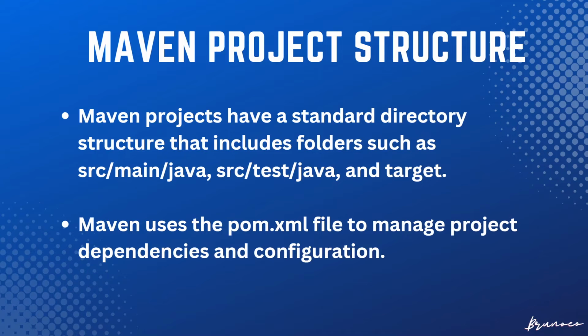What is a POM or pom.xml file? POM stands for Project Object Model, and this is a fundamental unit of work in Maven. It is an XML file that contains information about the project and configurations used by Maven to build a project. It contains default values for most projects.